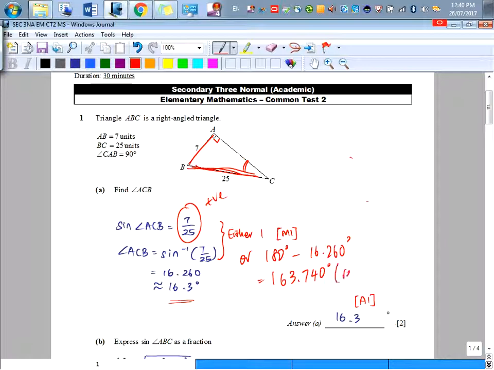So it is fine if you include this. Okay, it is fine. If you don't have it, it is also okay, because in the diagram, we know that it is going to be a small value.